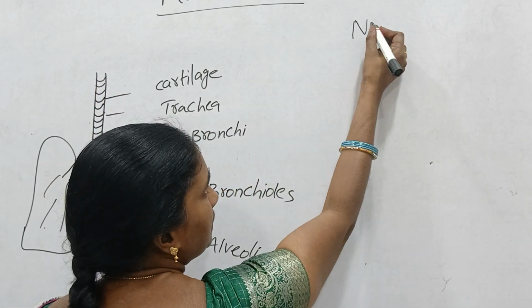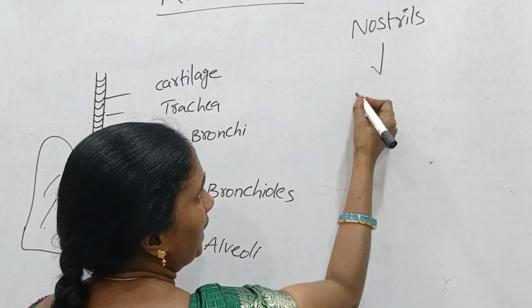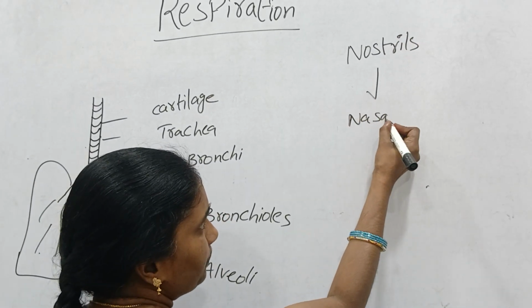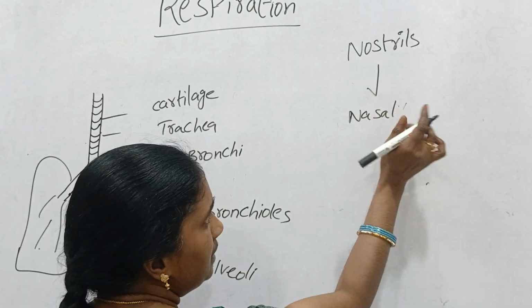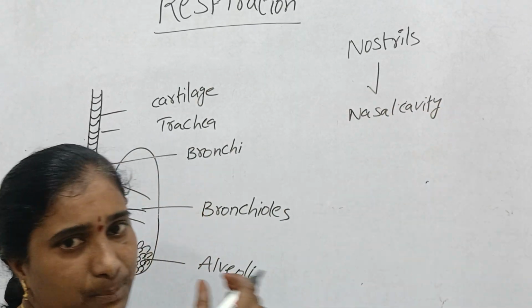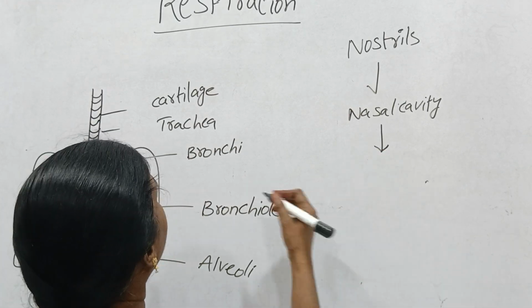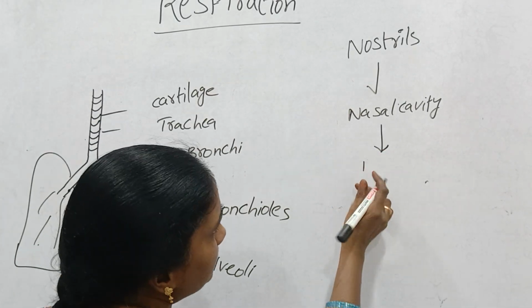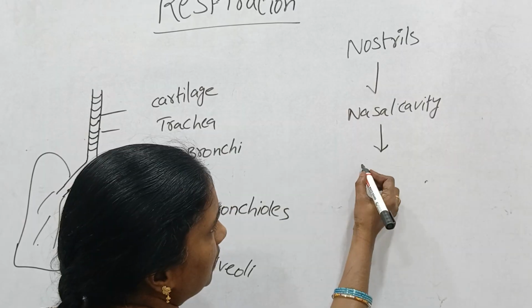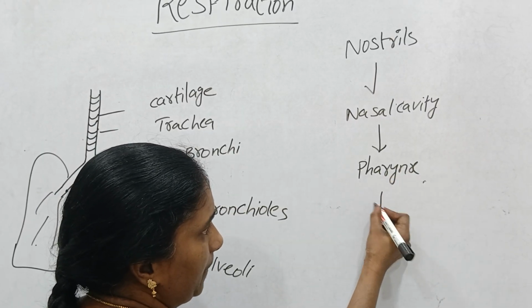See nostrils. This nose, 2 holes are called nostrils. Nostrils to air enters into nasal cavity. Inner part of the nose is called nasal cavity. This nasal cavity is divided into 2 parts by nasal septum. Again through nasal cavity, air enters into trachea. Nasal cavity to this is a common passage. Common passage for both foot pipe and windpipe.